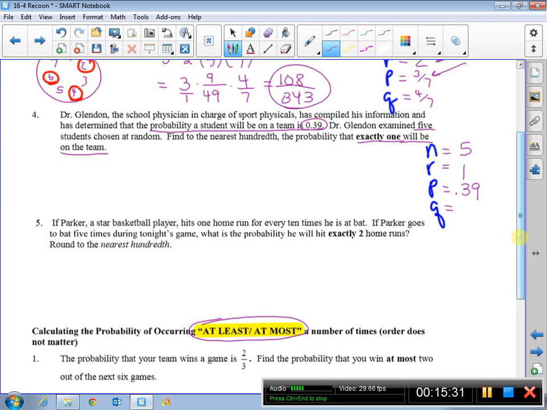Q is 0.61. Okay, so we have decimals this time. I won't be using fractions. Let's set it up.